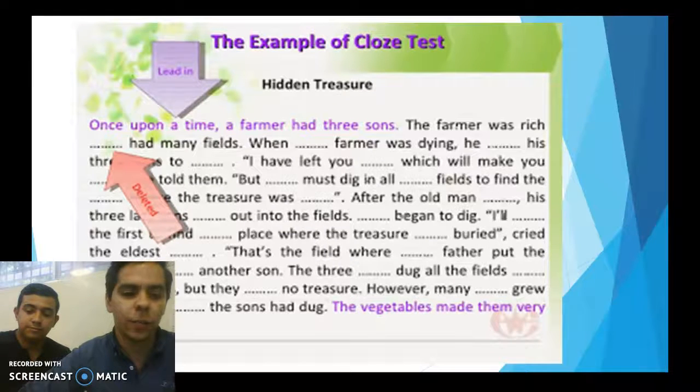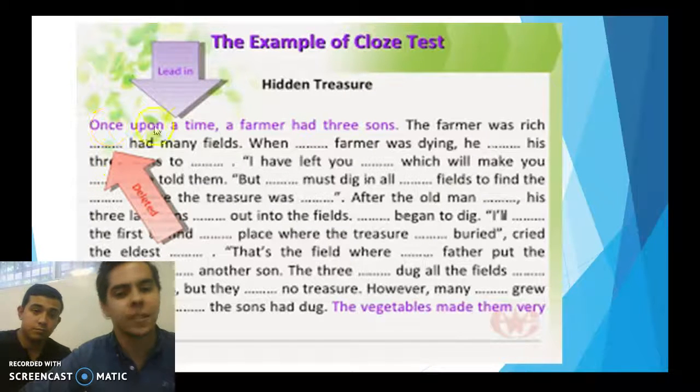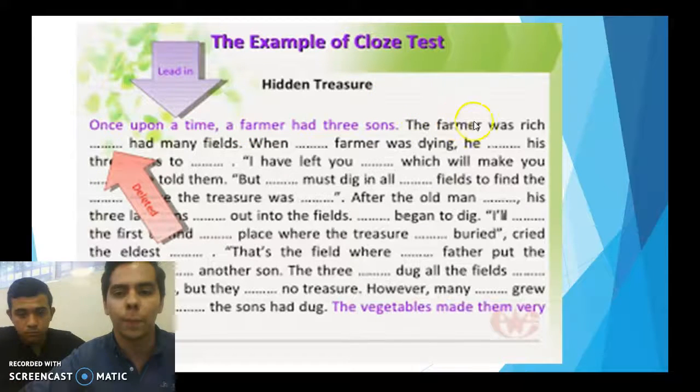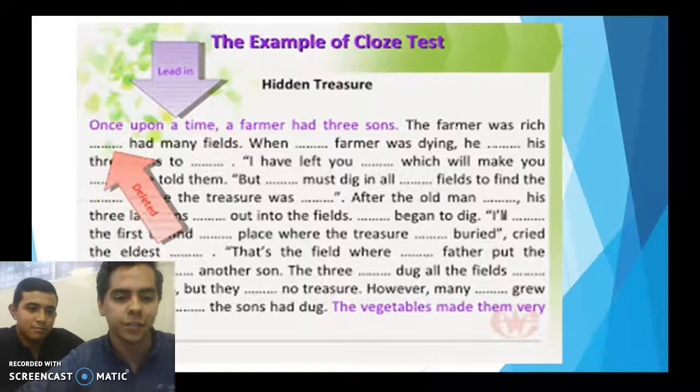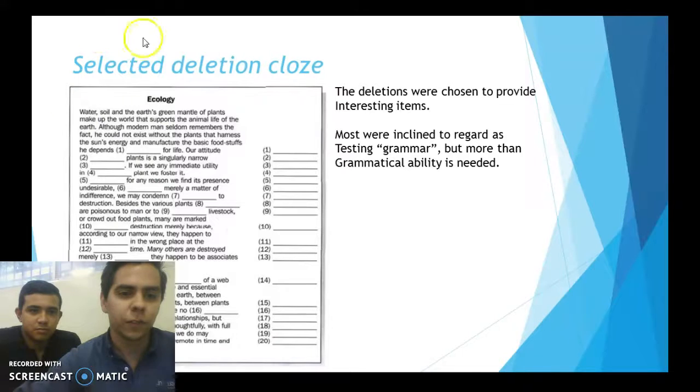Here we have another example. This one, as you can see, doesn't follow the 7th word parameter like the other one. And here we can see the lead-in, which is the first phrase to get the student started. And the dots that are here are the empty spaces that the students have to fill in with the correct answers. The next type of cloze is selective deletion cloze.